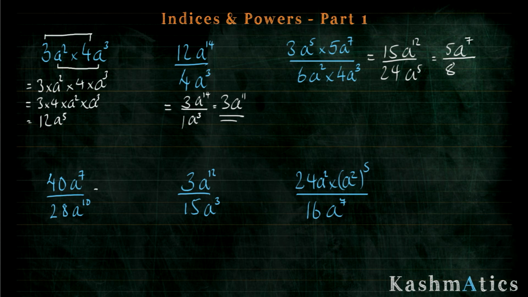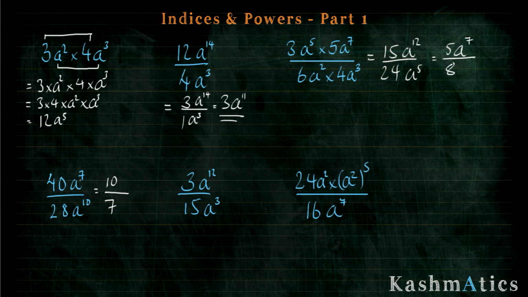Let's have a look at this one over here. I've got 40 over 28 as my fraction, and a to the power 7 over a to the power 10. Now pay close attention to this one. 40 over 28. Now I can divide them both by 4. So that gives me 10 over 7.